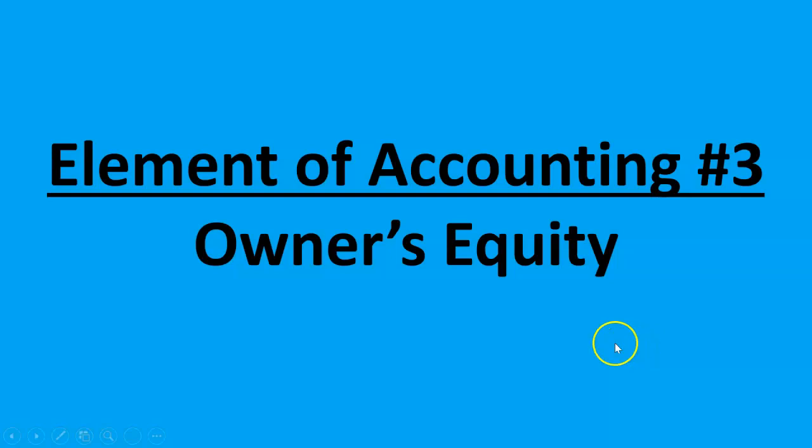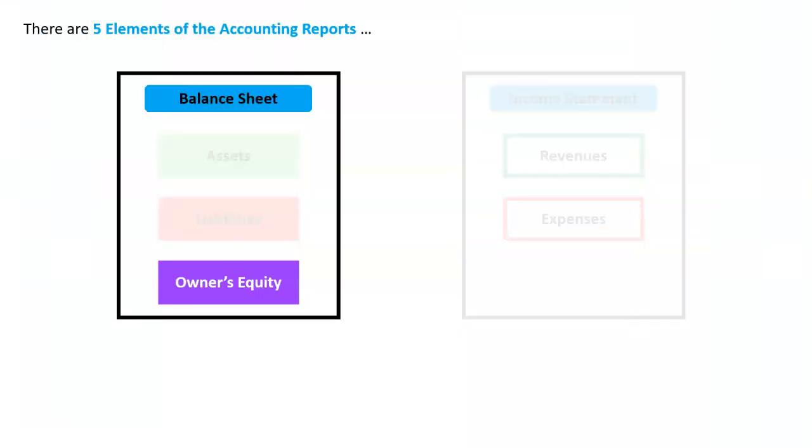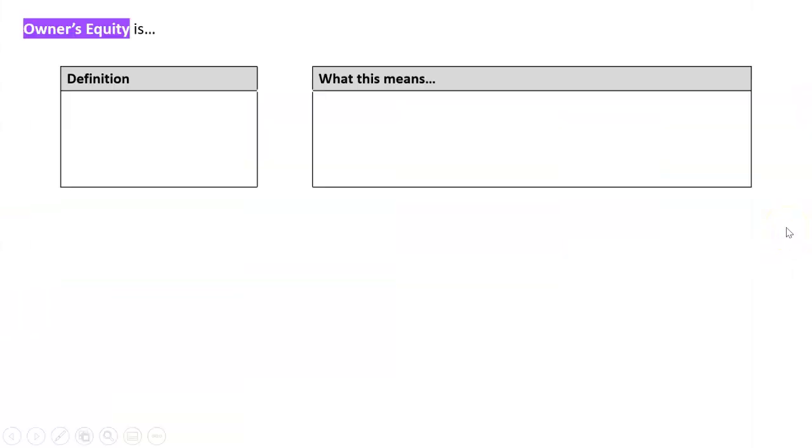The third element of accounting is owner's equity, and it's got the shortest definition, but it is the hardest one to remember. So we've got 5 elements, and we're still on the balance sheet. We've done assets, we've done liabilities, and now we're looking at owner's equity. So it's a short definition, but it's complicated. So let's have a look at that definition.